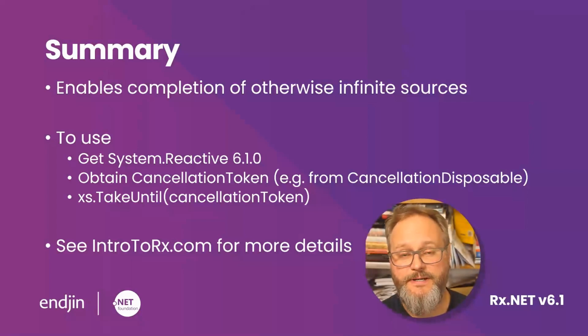So in summary, this new TakeUntil operator overload enables us to cause otherwise infinite sources to complete when we want them to. If you want to use this, you need to get hold of System.Reactive 6.1, and you need to then get a cancellation token from somewhere. You can use Rx's cancellation disposable as one way of doing that. And then you just pass the token into the new TakeUntil overload. If you want more details, we've documented this operator on the introtorx.com site.